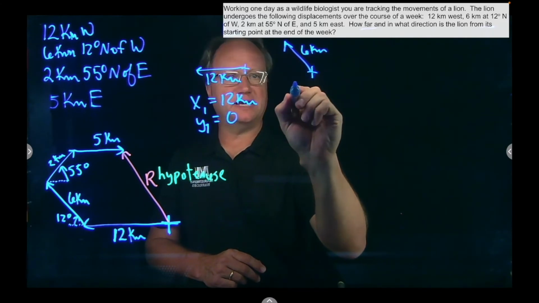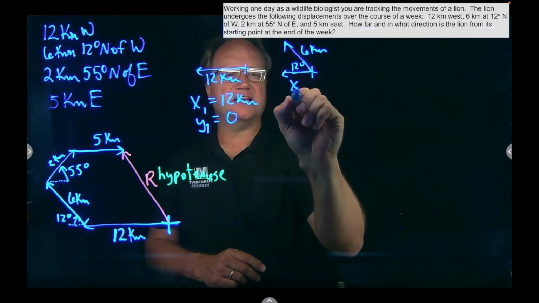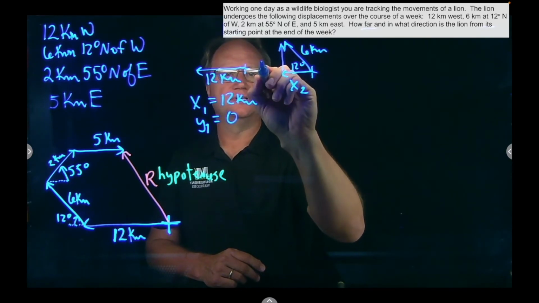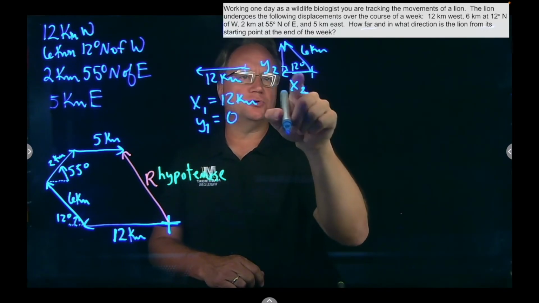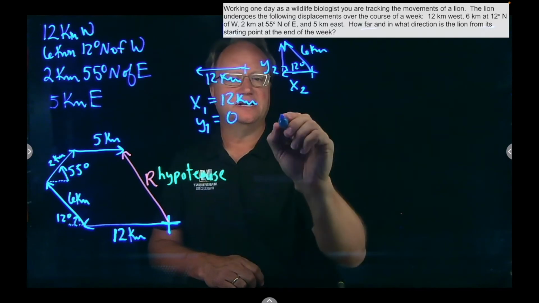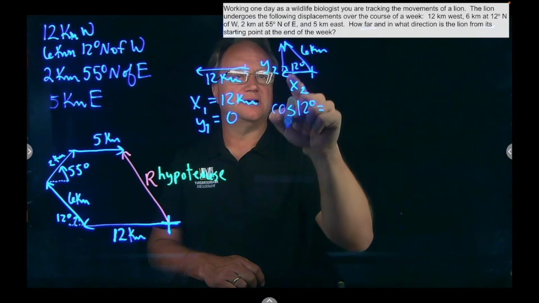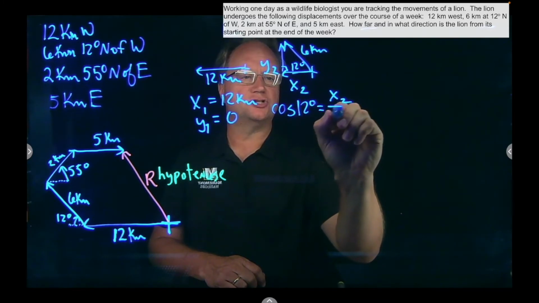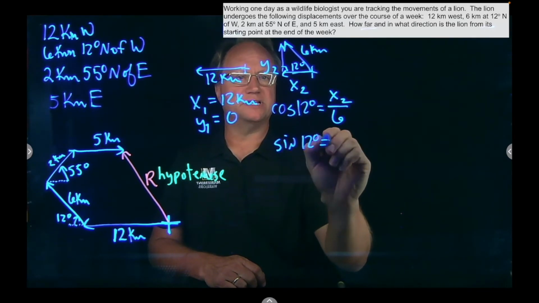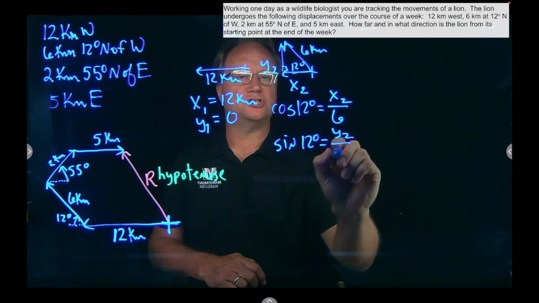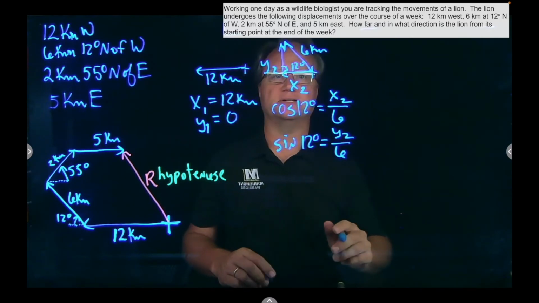And again, our 12-degree angle here. It does have an x, we'll call that x2, and a y2. Now this is a little right triangle, so we can use our trig functions on this. So if I go cosine 12 degrees, adjacent over hypotenuse, x2 over 6, sine of 12 degrees, opposite side, y2 over 6. Then we can calculate those values, and we'll get those in a second.